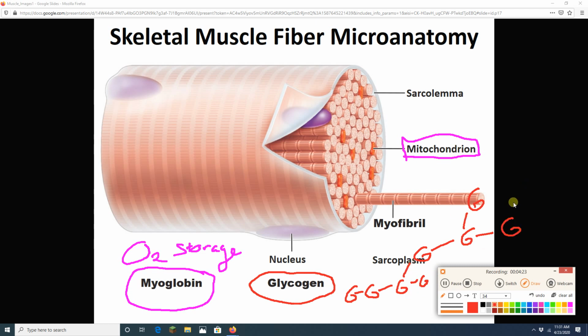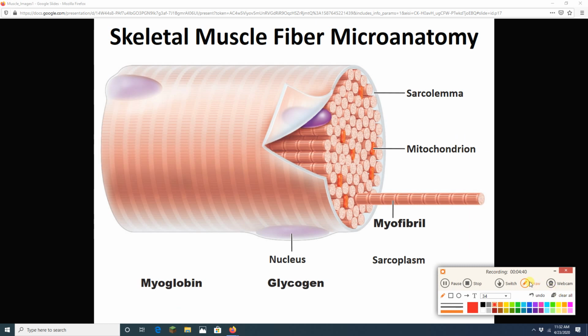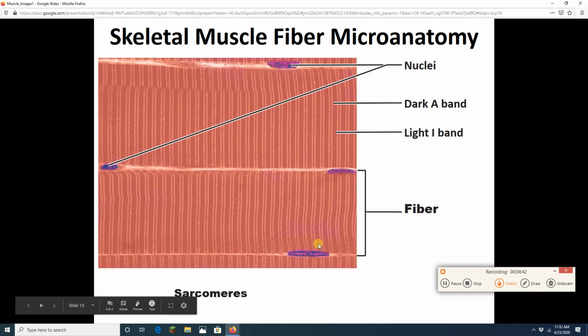The more branched you are, the more surface area you have, the easier it is to chop off a glucose. Well, we know glucose is a sugar that we can use to make ATP, and we know our muscle cells need ATP for energy. All right, okay. Let's go on to the next slide.